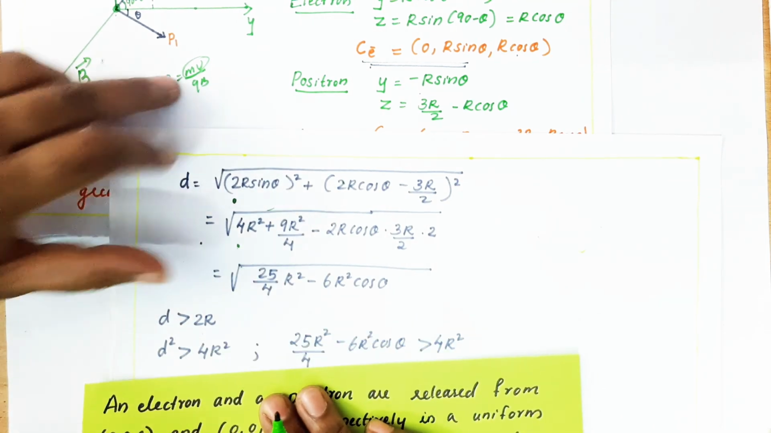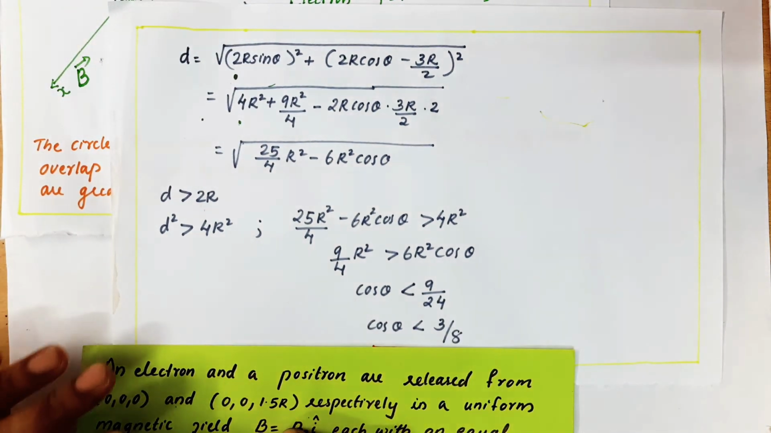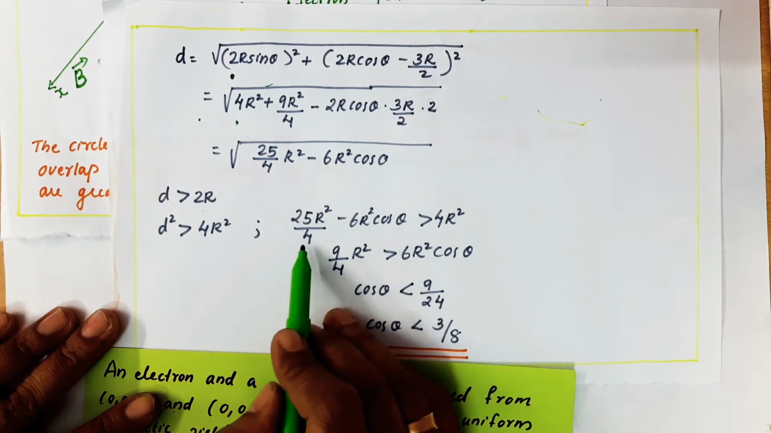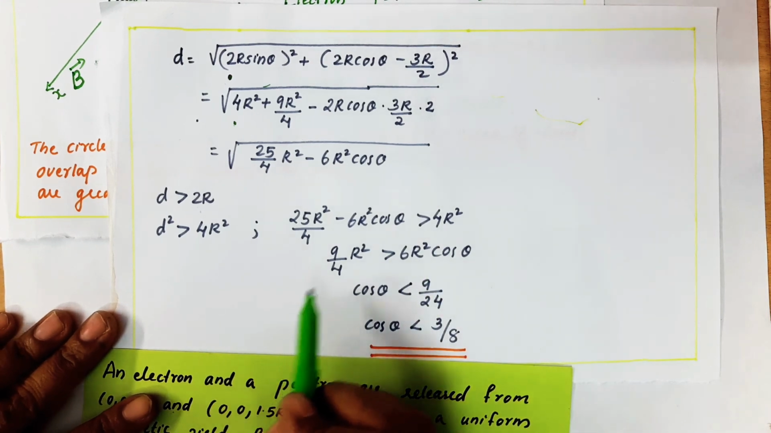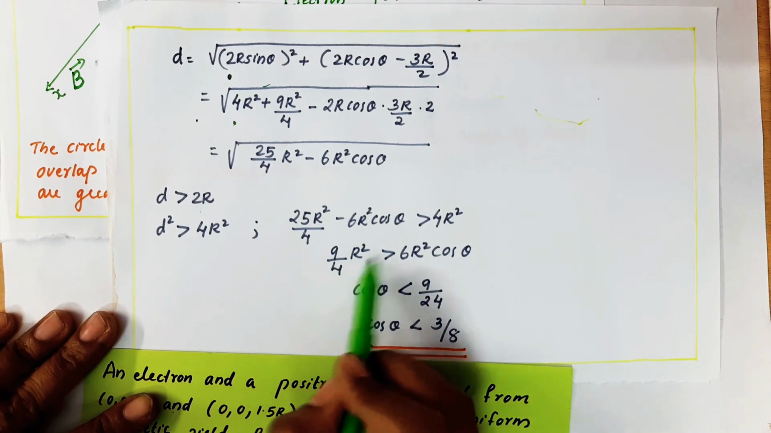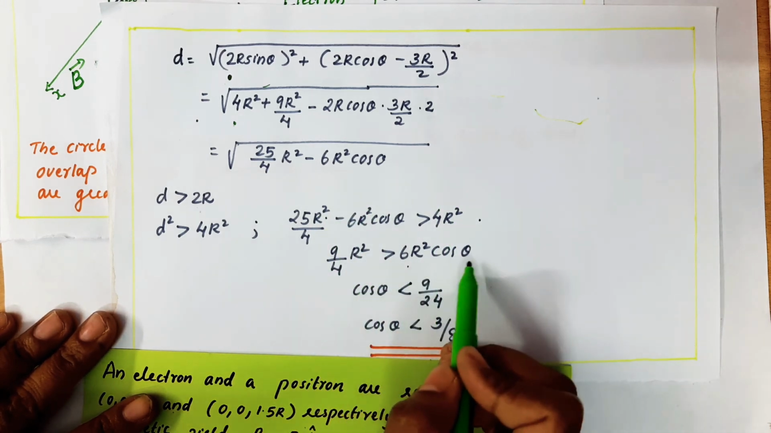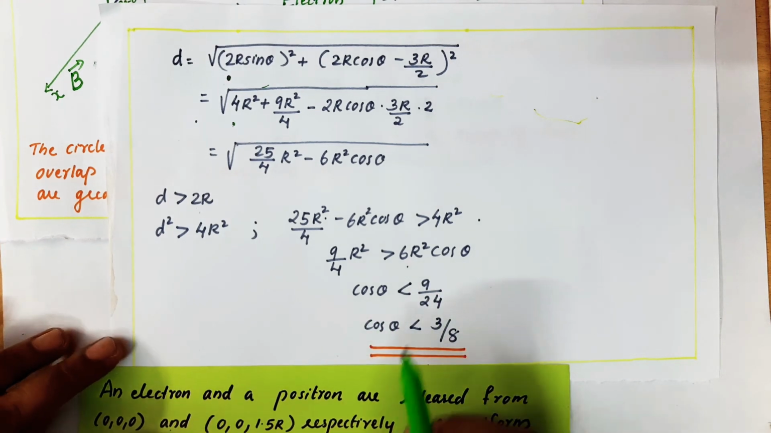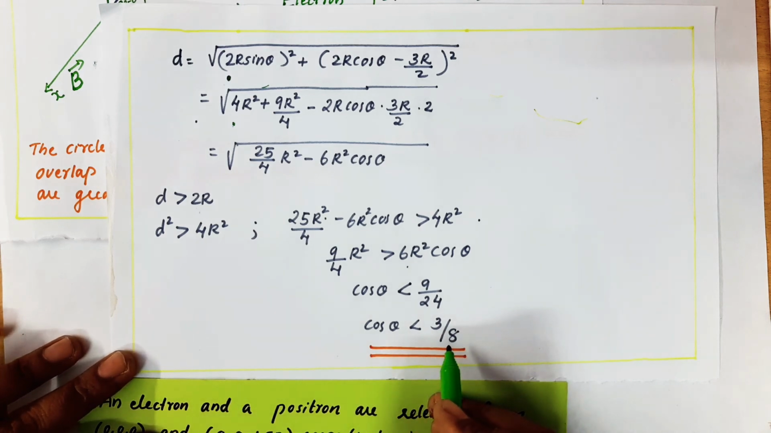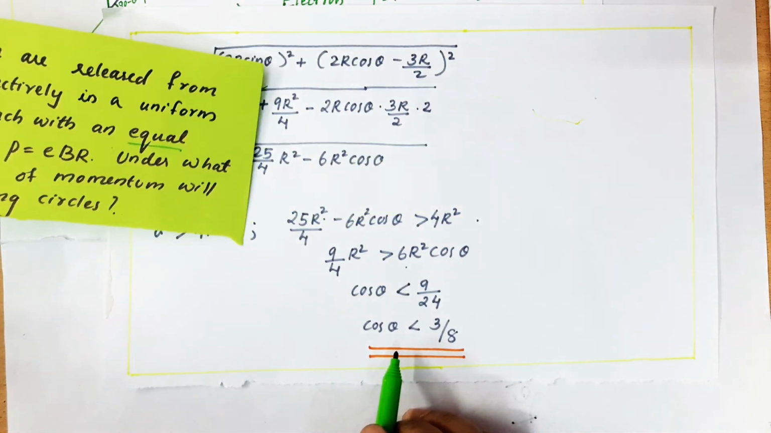Apply the condition. D should be greater than 2R. If D is greater than 2R, D square should be greater than 4R square. So 25 by 4 R square minus 6R square cos theta should be greater than 4R square. So I can write 9 by 4 R square, taking this to this side and that to the other side, 9 by 4 R square is 6R square cos theta. Cos theta is less than 9 by 24. So cos theta should be less than 3 by 8. So this should be their angle. Under what condition, this is the condition: cos theta less than 3 by 8.